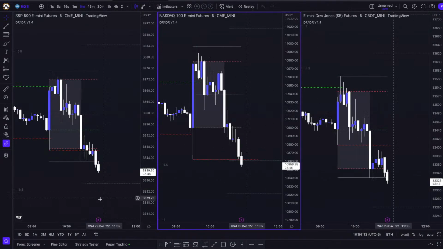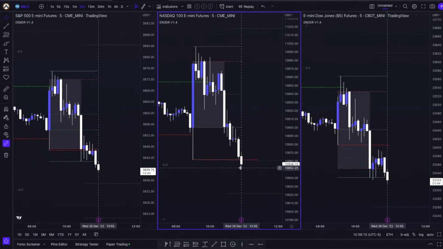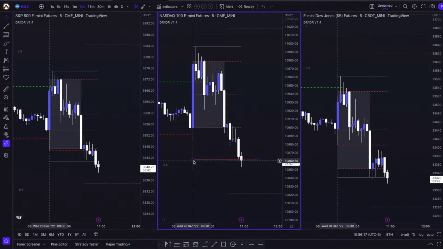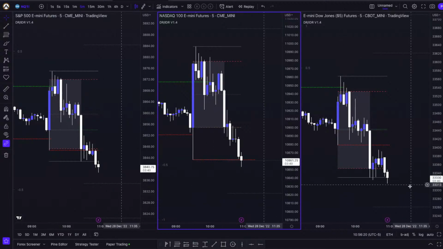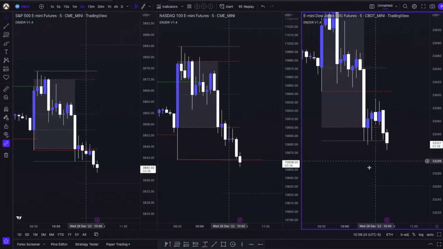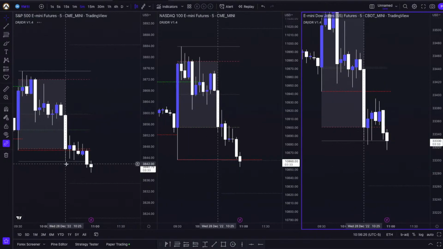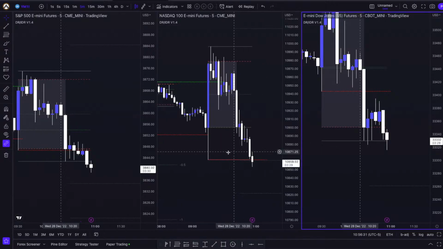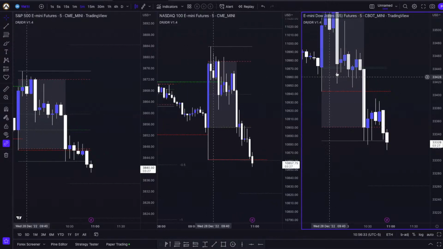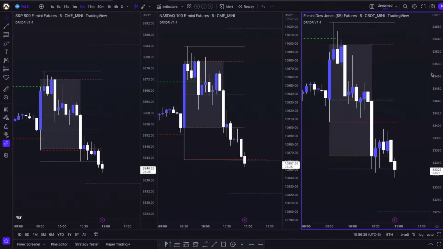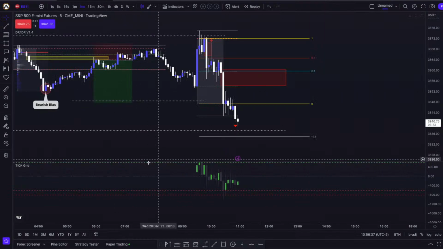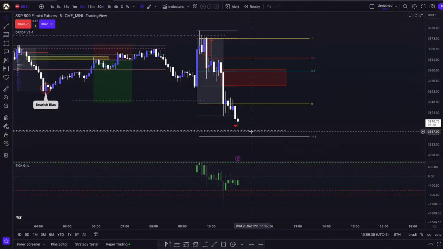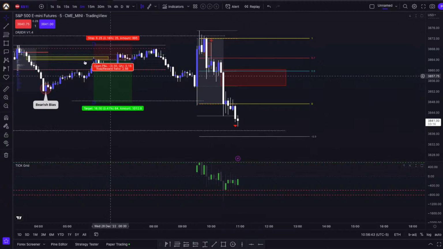Let's compare all three indices. Finally, Nasdaq took out the low that has been formed at 9:30 a.m. New York local time. Also for the E-mini Dow Jones, we now formed a new lower low. Same for the SP 500. So now everything's lining up again. No divergences between the major US indices, which is nice. Now we're just waiting for our sell side liquidity and our negative 0.5 standard deviation to be hit.